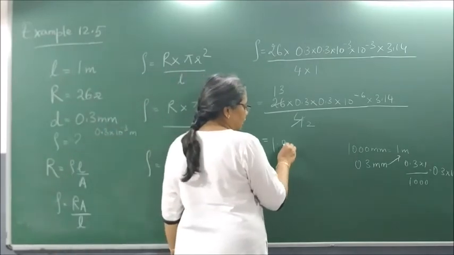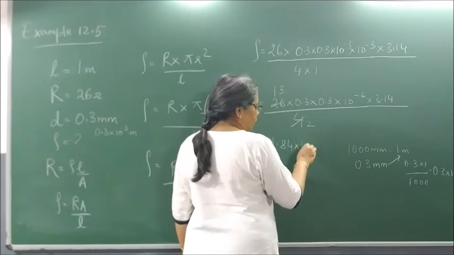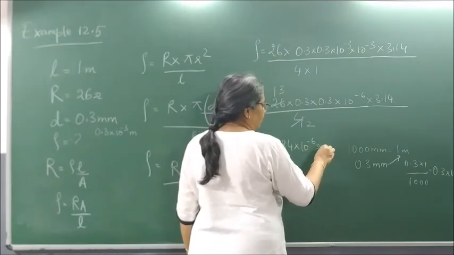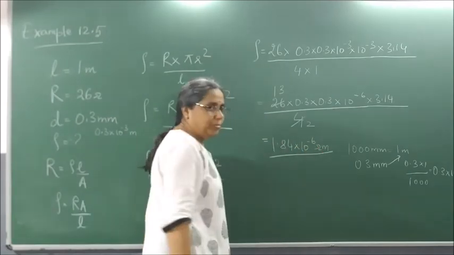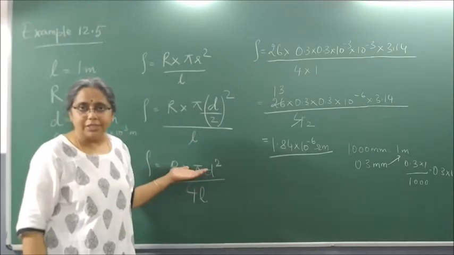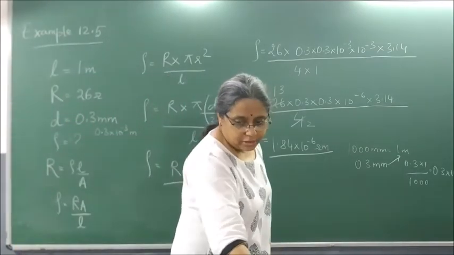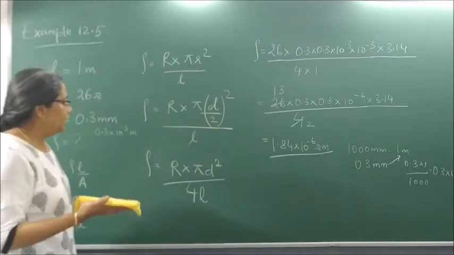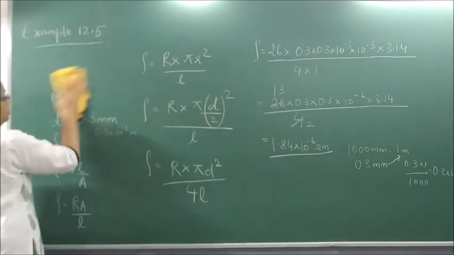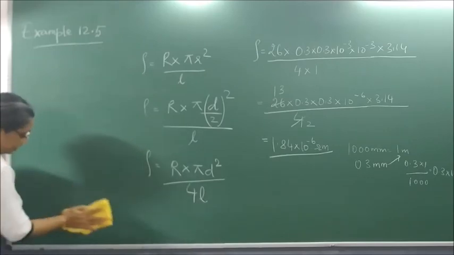So what is your answer? Your answer is 1.84 into 10 to the power minus 6 ohm meter, because resistivity is generally measured in ohm meter. Okay? Now for the next example problem, please mark 12.6 as very, very important.